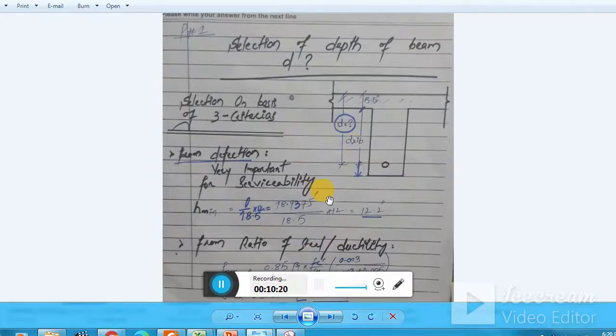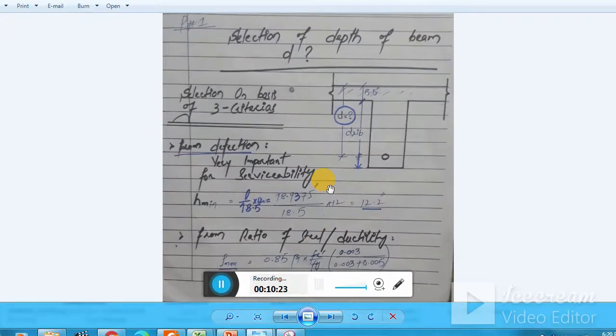Remember, the thumb rule is that if you have a 20 feet span, you have to provide 20 inches, 1 inch for each foot. So 20 inches is the minimum depth of the beam. This is for the serviceability criteria. So let us check it.